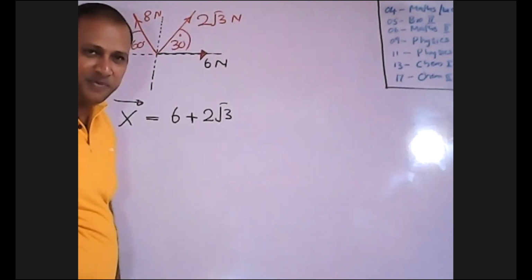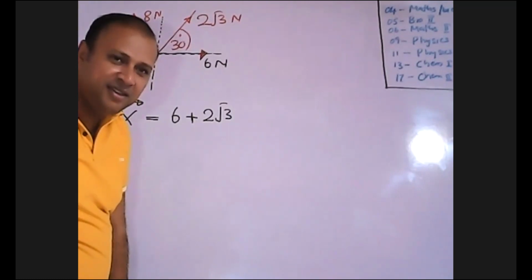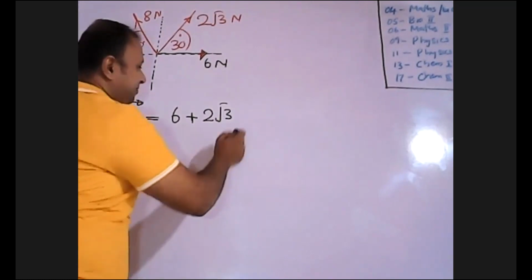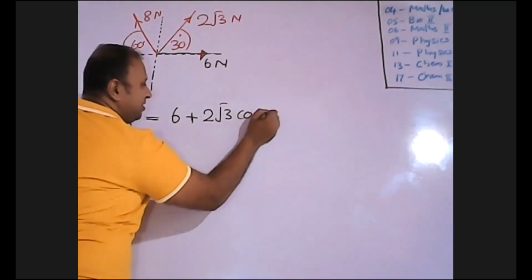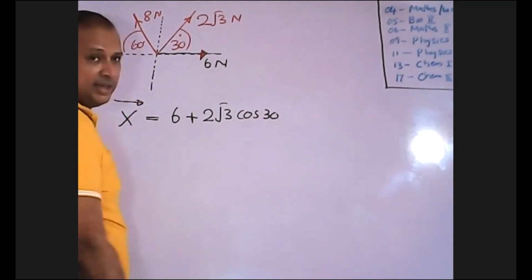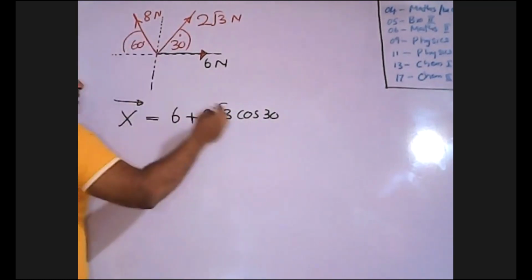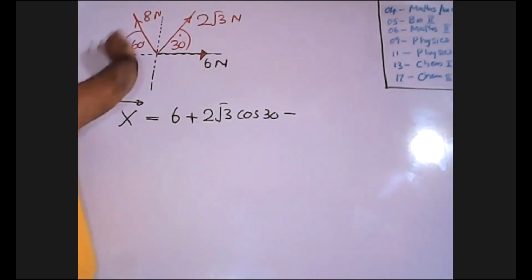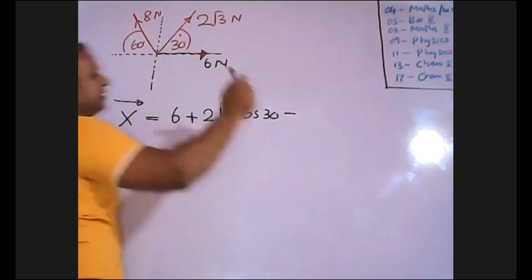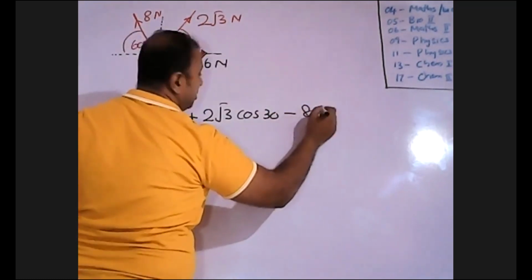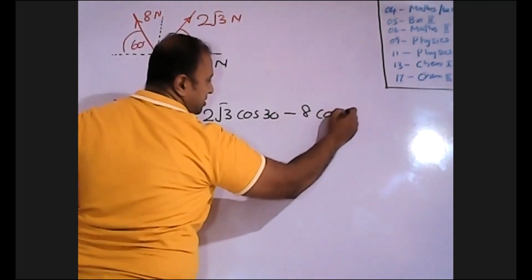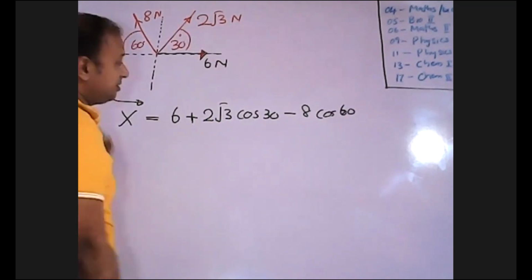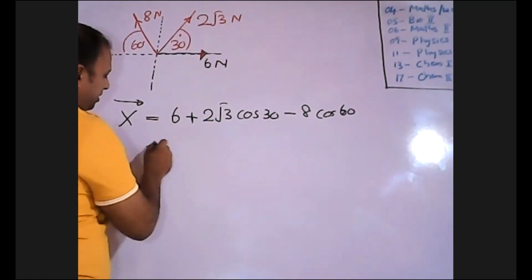Yes, cos 30. Cos 30 is equal to... Then this one is minus, because if I resolve this one in this direction, it will be minus 8 cos 60. 8 cos 60.